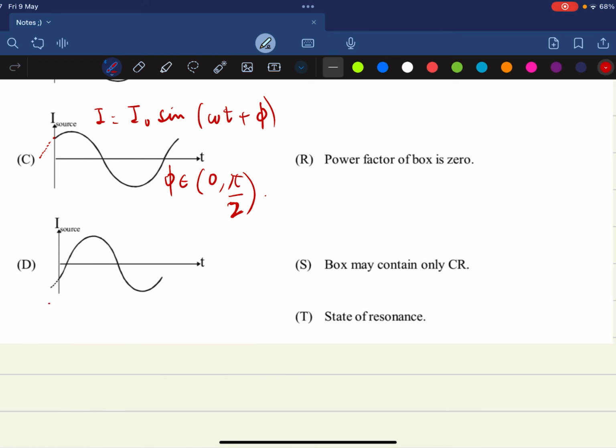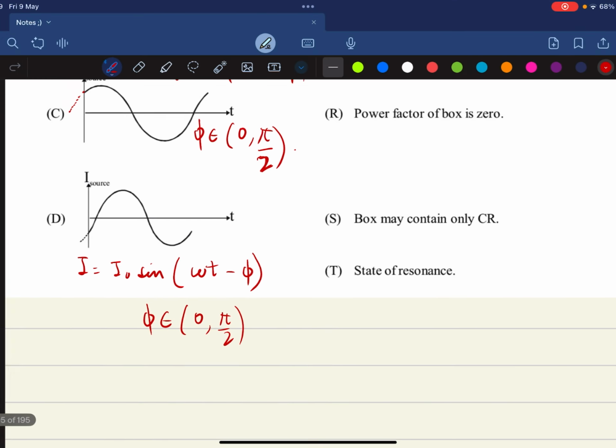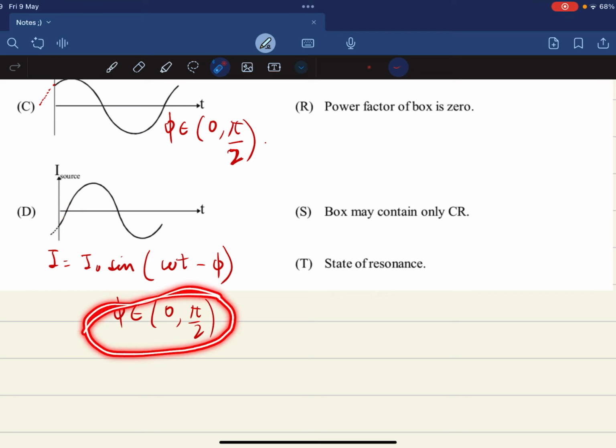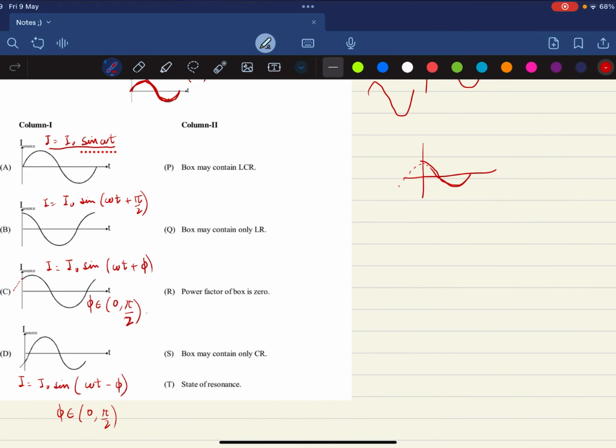So it is also I naught sine omega t minus phi. I'm sorry, let's continue. So we were here, that on subtraction the wave moves forward, and the subtraction is not up to pi by 2 because the wave has not become completely cosine. So these are our waves.